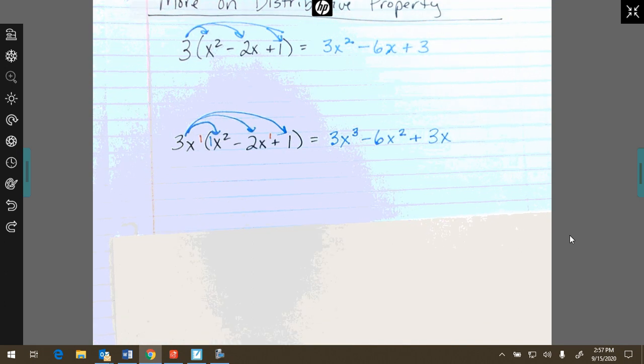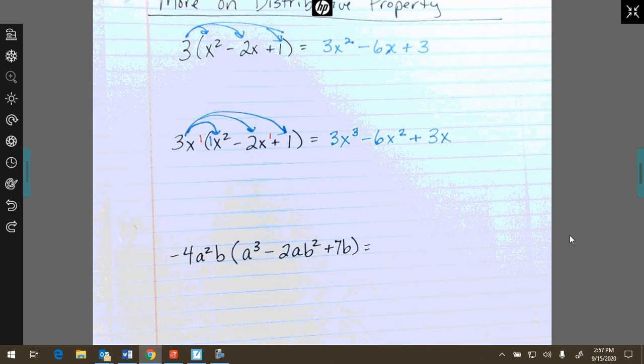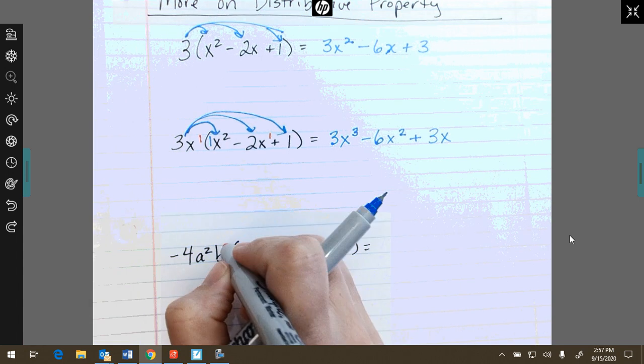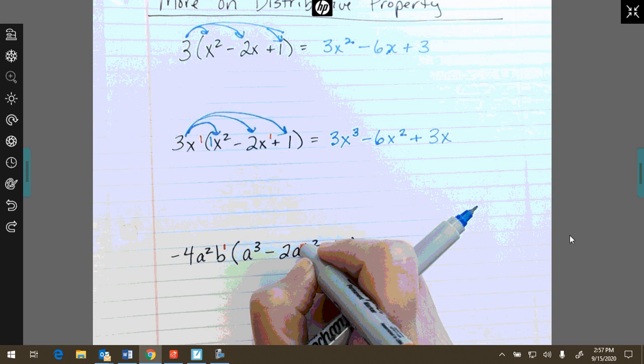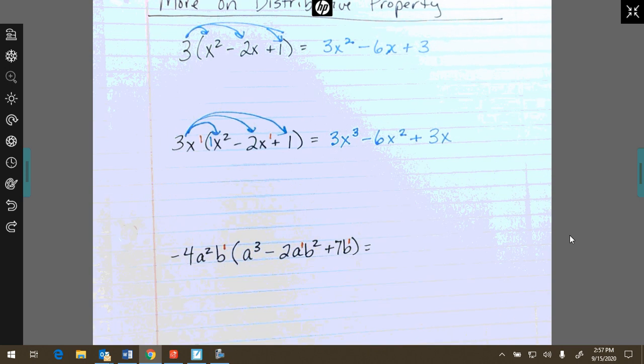Now let's look at a third example. And this one's only more difficult because it has more variables. So it looks super scary, but it's not. It's not any scarier than the others, except there's more details to pay attention to. So I'm first going to go ahead and put my invisible 1s in there, just so I don't forget that those are there. And then now when I multiply, watch what I'm going to do.